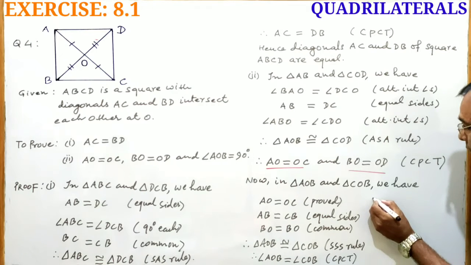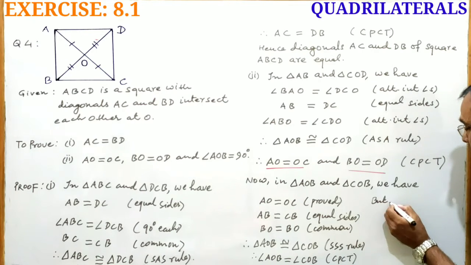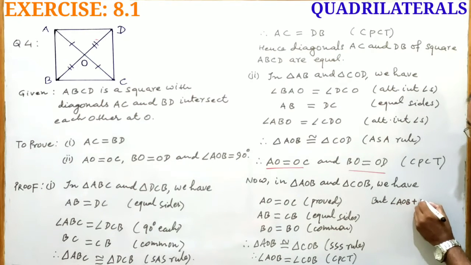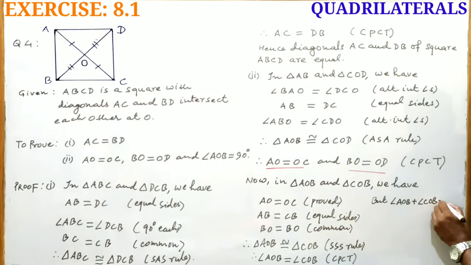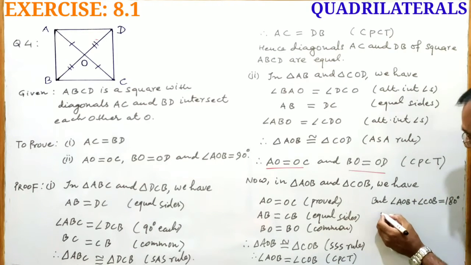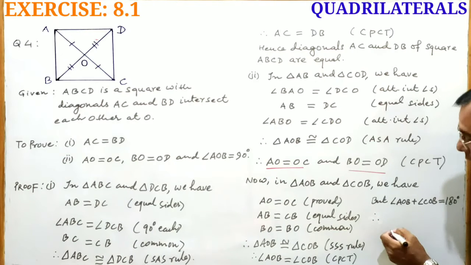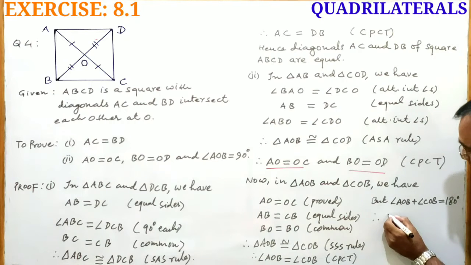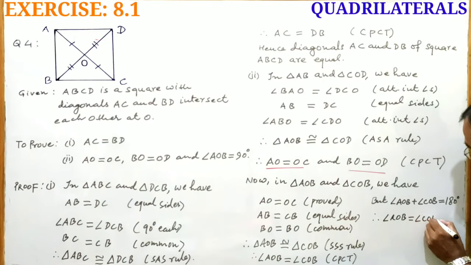But angle AOB plus angle COB is equal to 180 degrees because they form a linear pair of angles. So this implies, or we can write, therefore angle AOB is equal to angle COB is equal to 90 degrees.